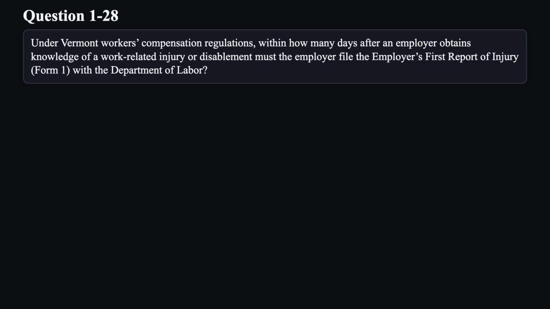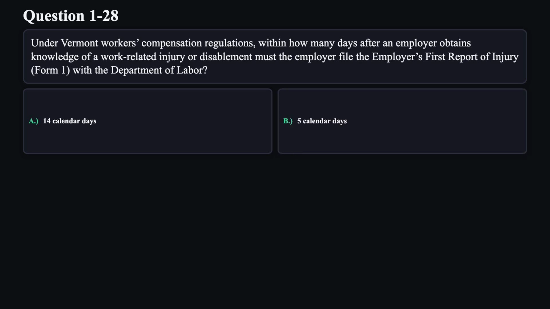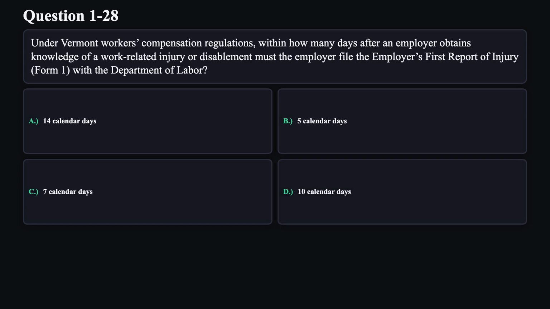Question 28. Under Vermont workers' compensation regulations, within how many days after an employer obtains knowledge of a work-related injury or disablement must the employer file the employer's first report of injury, Form 1, with the Department of Labor? A. 14 calendar days. B. 5 calendar days. C. 7 calendar days. D. 10 calendar days.